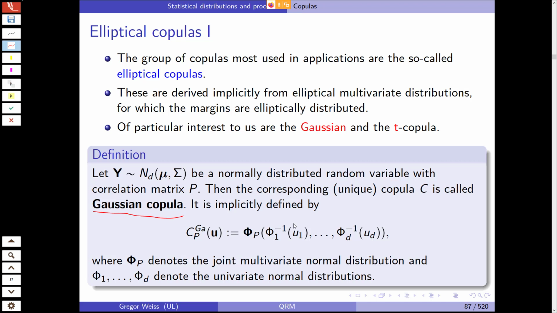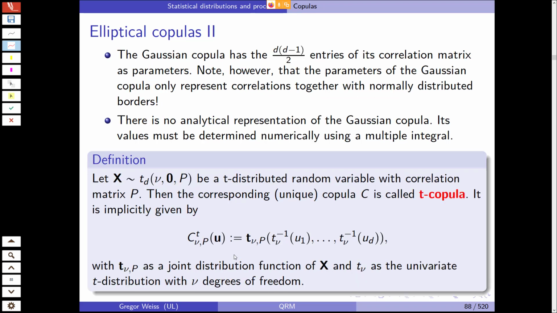And it is implicitly defined by what? You take the inverted normal distributions, phi_1 inverted, up to phi_d inverted, and you insert them into the joint multivariate distribution. What you get implicitly, you cannot write down as an analytical formula. What you get is the Gaussian normal copula. Same with the t-copula.